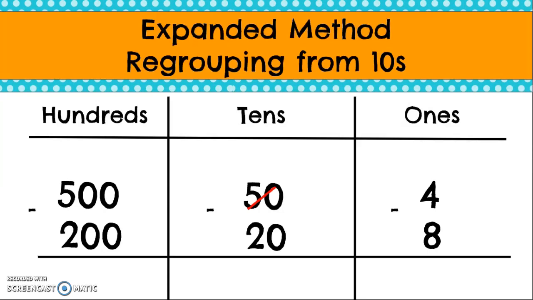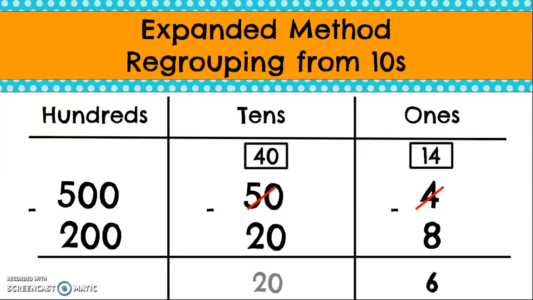So if I borrow a 10 from this 50, it now becomes 40, and my 4 now becomes 14. Then you would subtract your 14 minus 8, your 40 minus 20, and then your 500 minus 200. And then you would put the number back together, leaving you with the answer of 326.